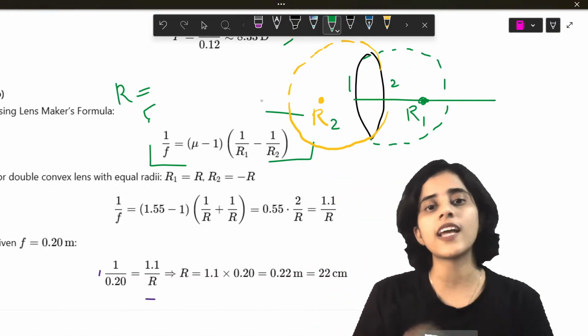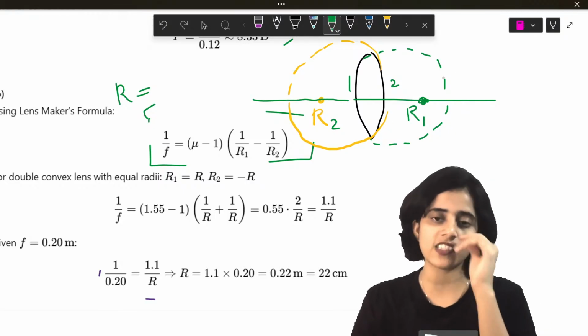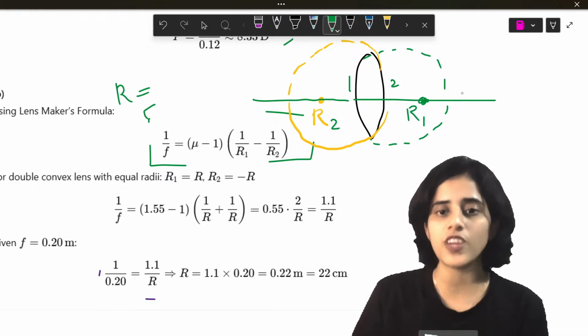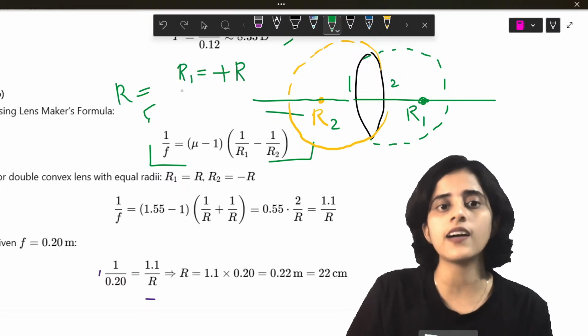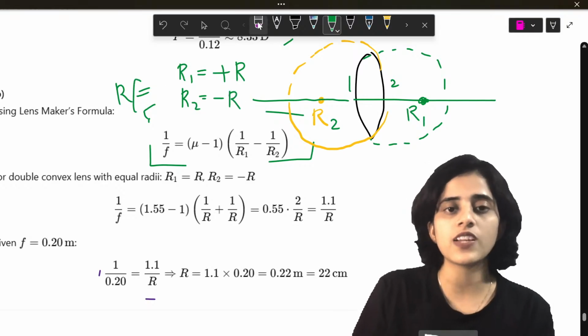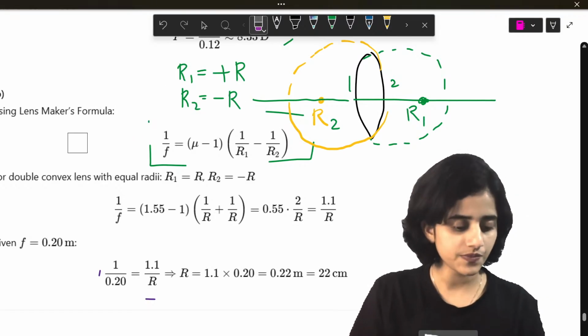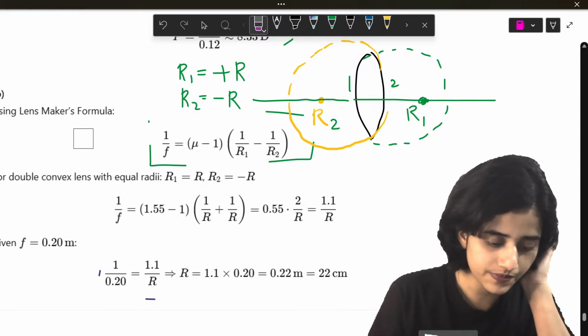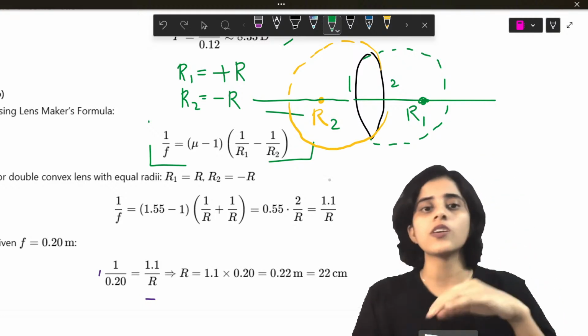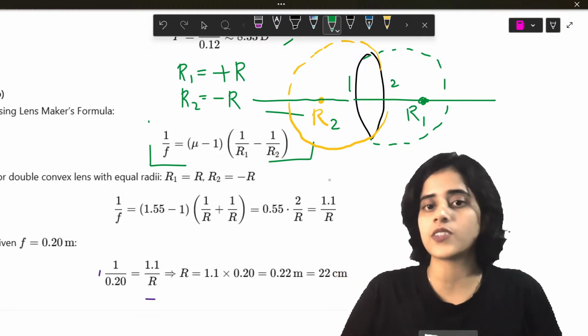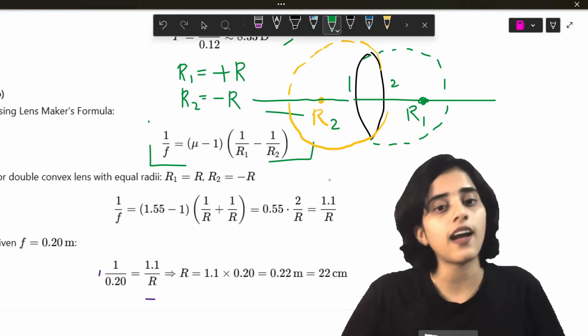Now you tell me which one is positive, which one is negative. Yes, very good. R1 will be plus R and R2 will be minus R. That is very important. So R1 is plus R, R2 is minus R.